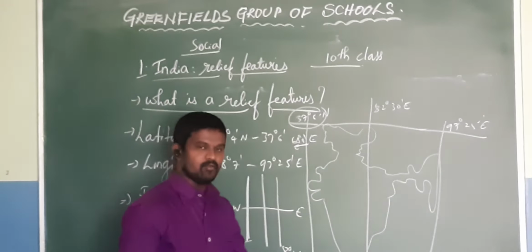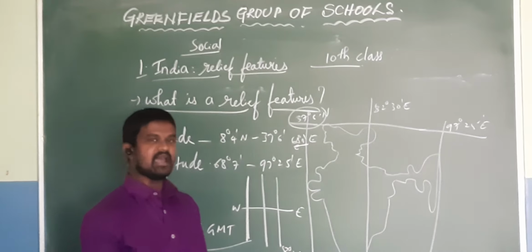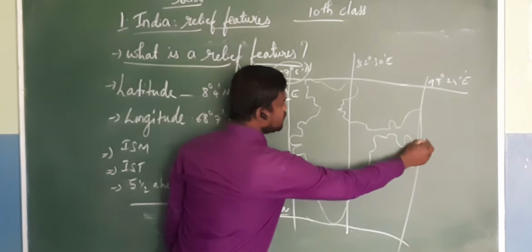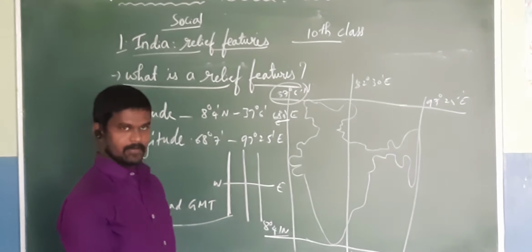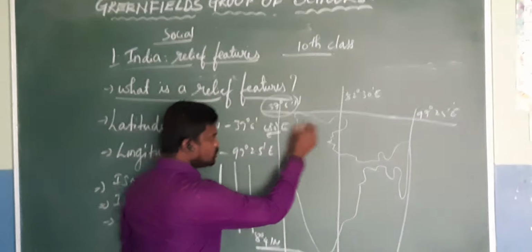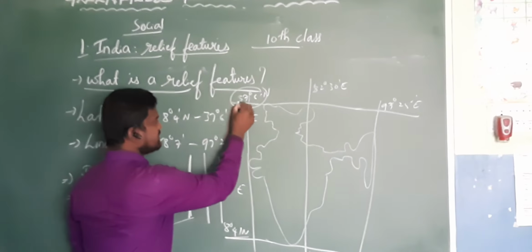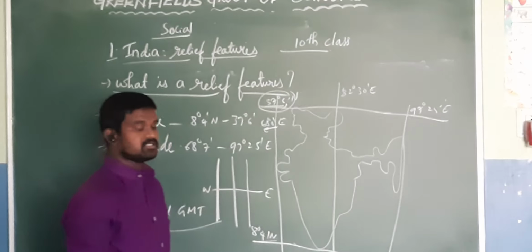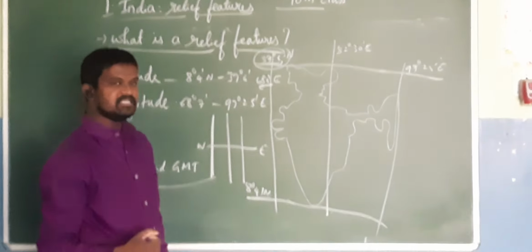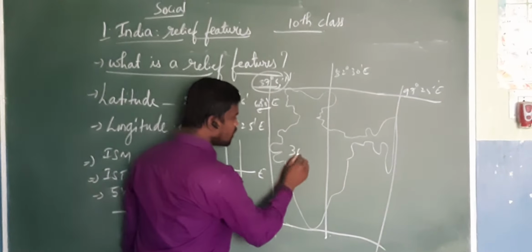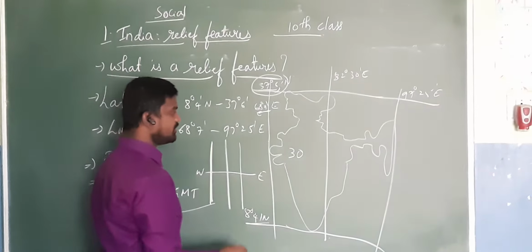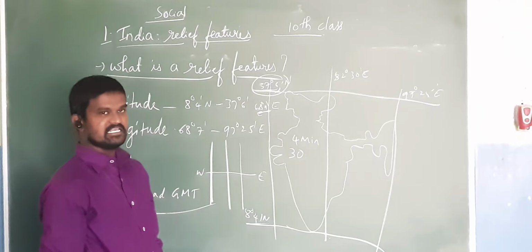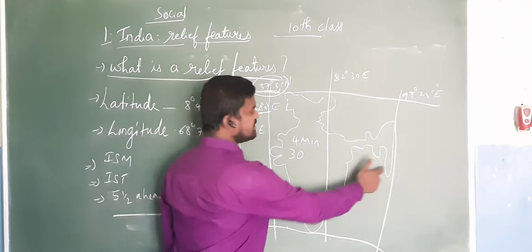These longitudes play a very important role in fixing the time zone. A number of longitudes pass through our Indian map from west to east. From 68 degree 7 minutes east to 97 degree 25 minutes east, we can find 30 longitudes passing. For each longitude, there is a time gap of 4 minutes. So there is a time variation across the regions.